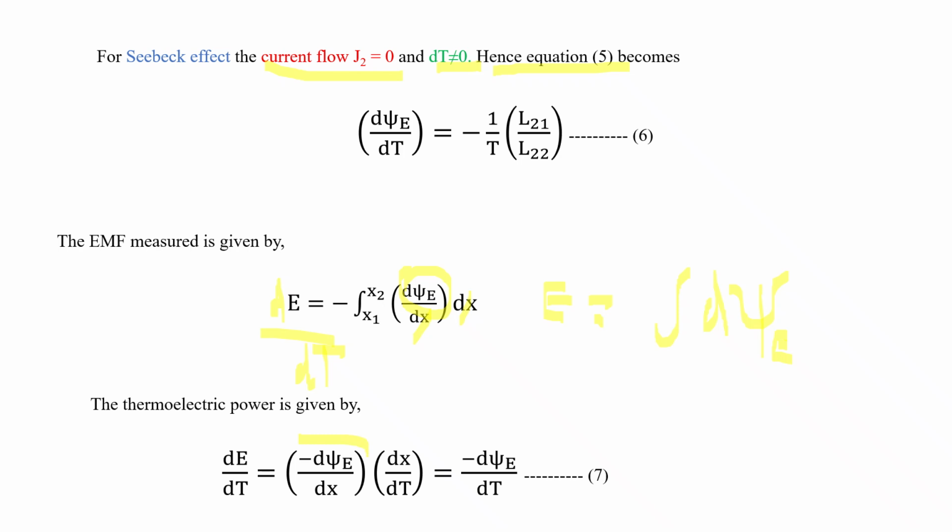So minus d psi e by dx into dx, we are having the E value as such here. Since we are putting dE on the left hand side, the integration symbol can be removed. The remaining values will be as such, so we can write minus d psi e by dx as d psi e by dx into dx by dt. Here you can see that dx can now be cancelled, so dE by dT is equal to minus d psi e by dT.